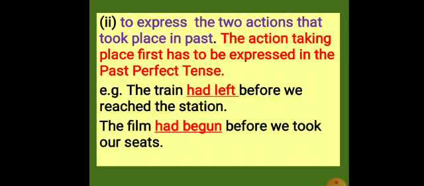Example is the train had left before we reached the station. Now there are two actions. One is of leaving of train and another is of us reaching at station. So before we reached the station, the train had left. So the first action which was completed was leaving of train. So we kept that action in past perfect tense. Another example is the film had begun before we took our seats.